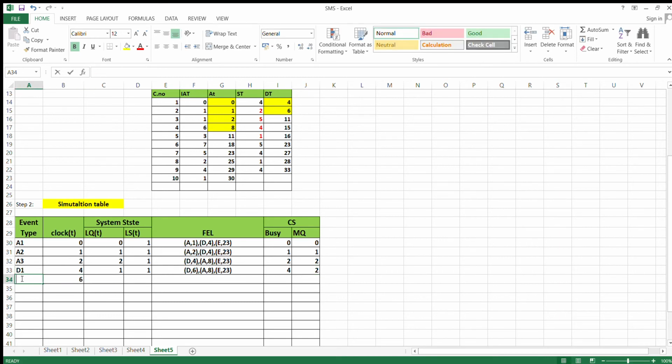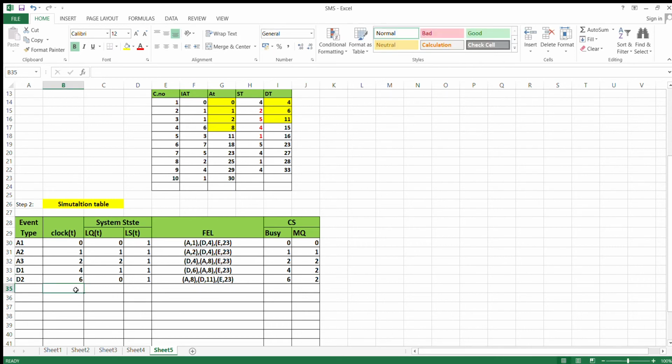Event type is departure D2. So no customer in a queue, A3 will move to service, or remove departure means add departure D11. So remaining events write down as it is, A comma 8, D comma 11, E comma 23. Busy time D2 minus A2, 6 minus 1, 5 plus 1, 6. Maximum queue is 2. So minimum is 8.